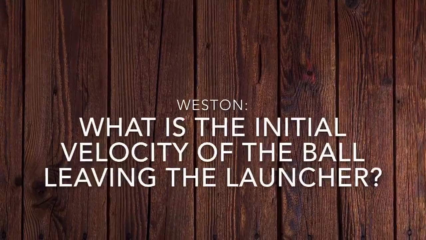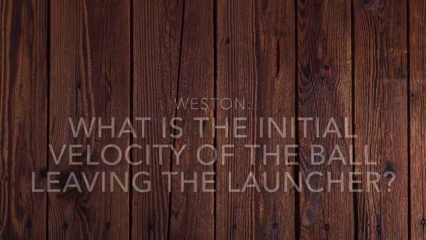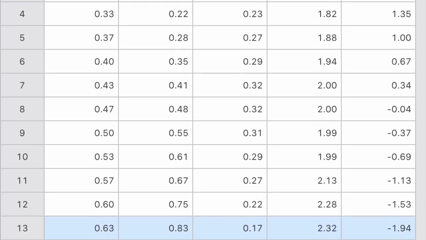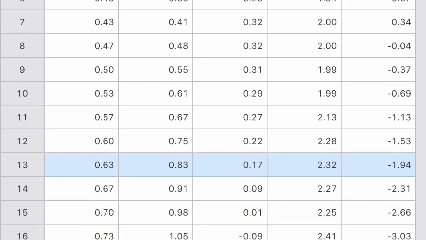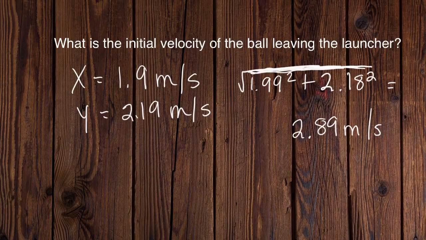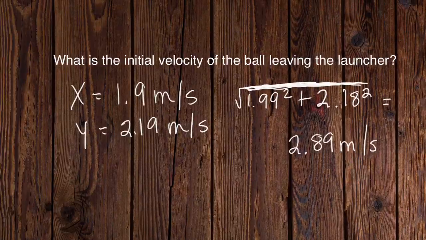Now my group partners, John and Weston, will demonstrate how to use the data that we've collected to answer questions about velocity, acceleration, and time. To find the initial velocity of the ball leaving the launcher, you go to our x and y velocity from our chart, and you take the square root of the x squared plus the y squared data to get the initial velocity.